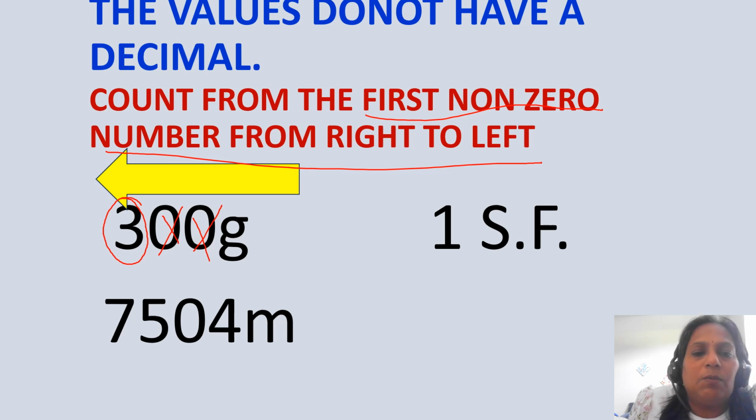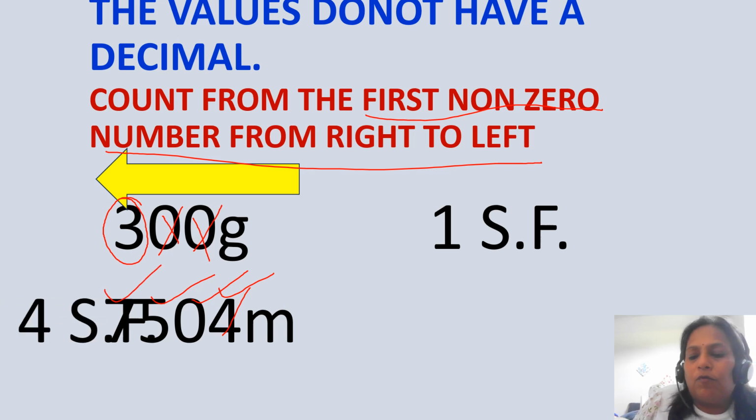Coming to the second example now, 7504 meters. Does this have a decimal point? No. So I start counting from my right, I go up to the left. So I start counting from 4. So I have 1, 2, 3, 4. 4 sig figs.